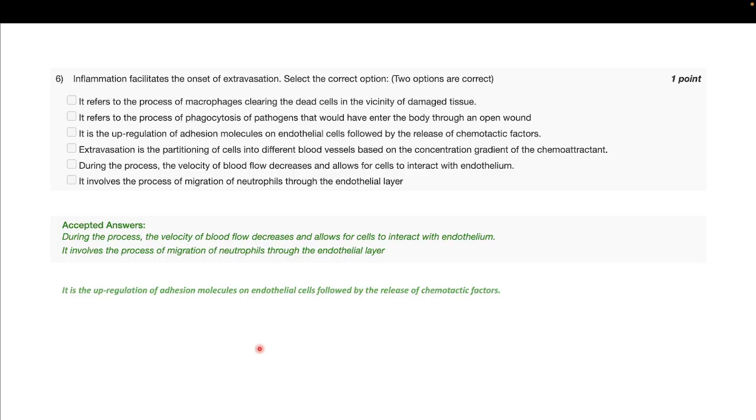I hope this process was clear. I might have run through it a bit fast. Does anybody have any doubts? If you consider all other options, they are not correct. They are not the right information about extravasation. Do you guys have any doubts here? No? If not, then I'll move to the next question.